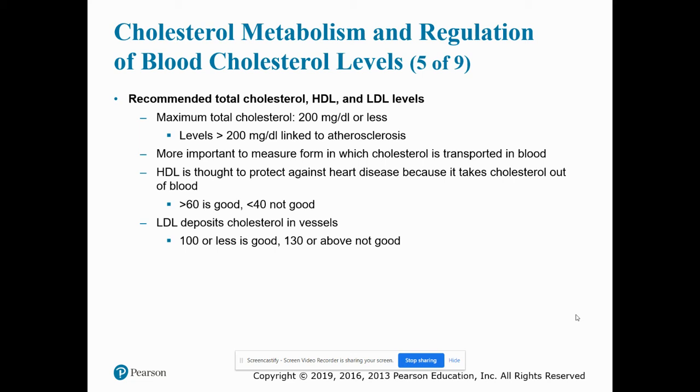We have some recommendations for total cholesterol, HDL, and LDL. The maximum total cholesterol should be less than 200. Above 200 is linked to atherosclerosis. The more important measure is the form in which the cholesterol is transported in the blood. HDL is thought to protect against heart disease, because it takes cholesterol out of the blood. Above 60 is good, below 40 is not good. And then LDL deposits cholesterol in vessels. 100 or less is good, and above 130 is not good.